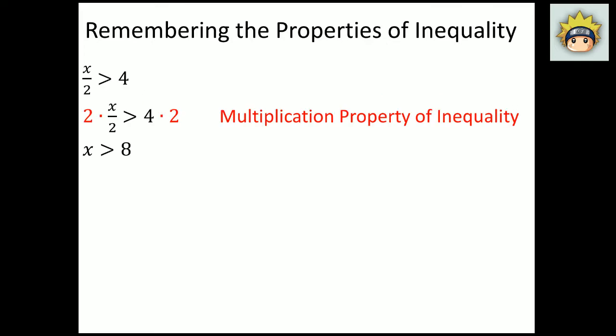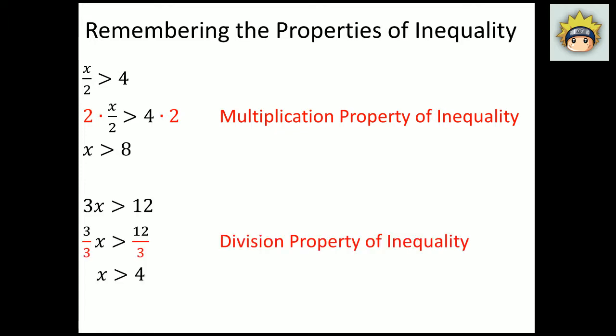Then there's the multiplication property of inequality, when you multiply each side, because that is the inverse of division. And also when you divide both sides of the inequality by a number, because division is the inverse of multiplication.